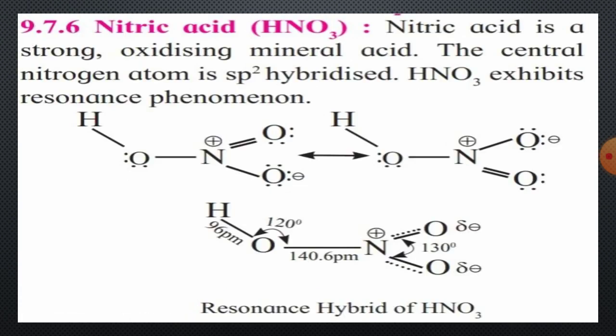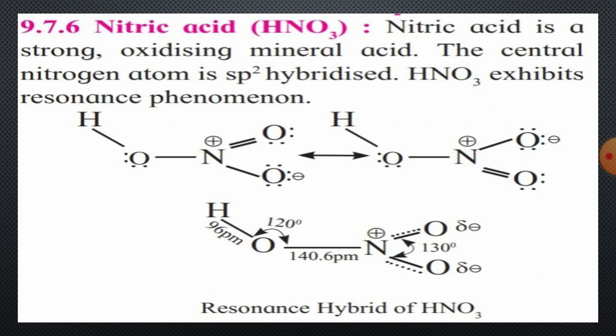Let's move further to the next compound, that is nitric acid. You are familiar with the word nitric acid, and it has the formula HNO3. Nitric acid is a strong oxidizing mineral acid. It is a strong acid and it is used in the process of oxidation. So it is an oxidizing mineral acid.